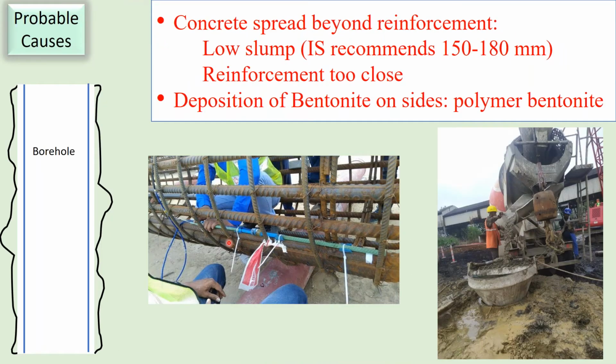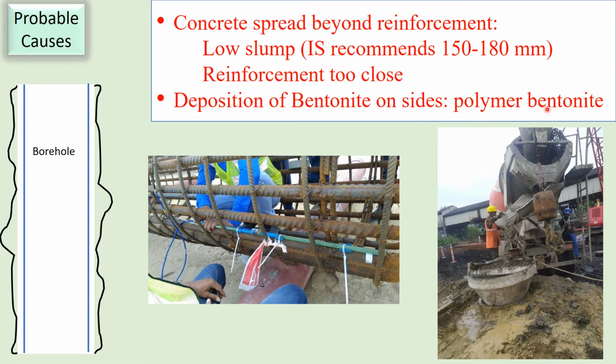There could also be a problem that concrete may not be spreading beyond the reinforcement. That means concrete is remaining here, and this could be because of the low slump, because it was done as per IS code and the slump was 150 to 180 mm. But the reinforcement was too close here, and because heavy load was coming, it is possible that concrete may not be spreading properly. It is also possible that bentonite may be getting deposited on the sides, and all this could be the problem. We don't know what is happening inside.